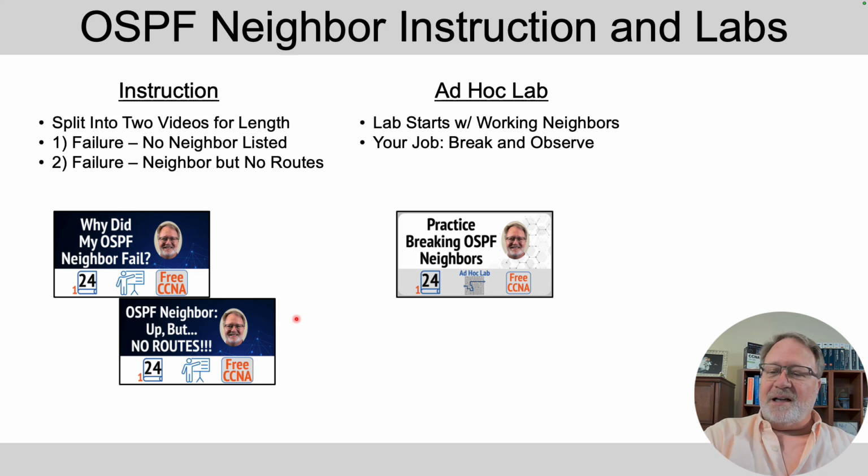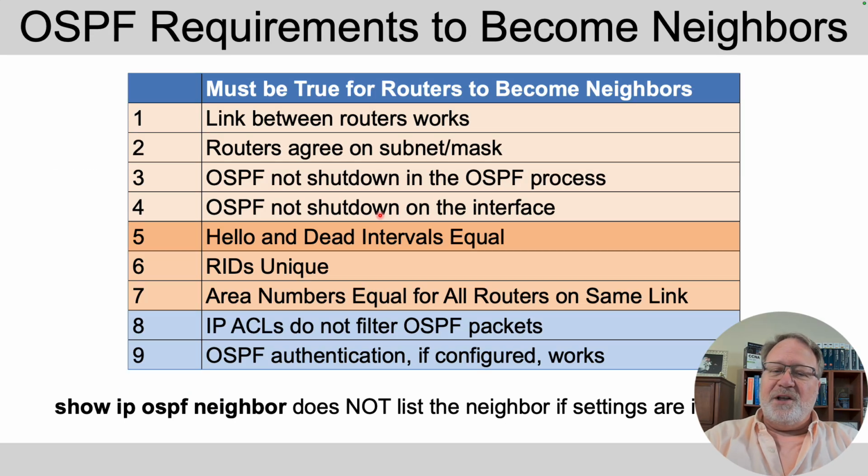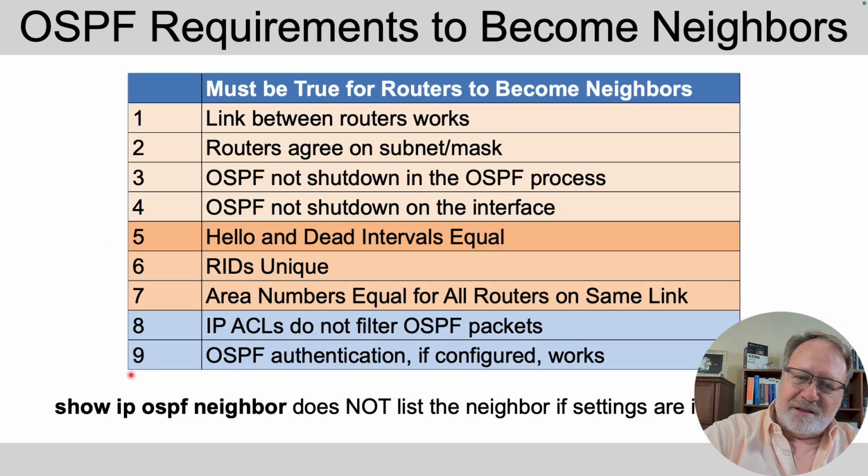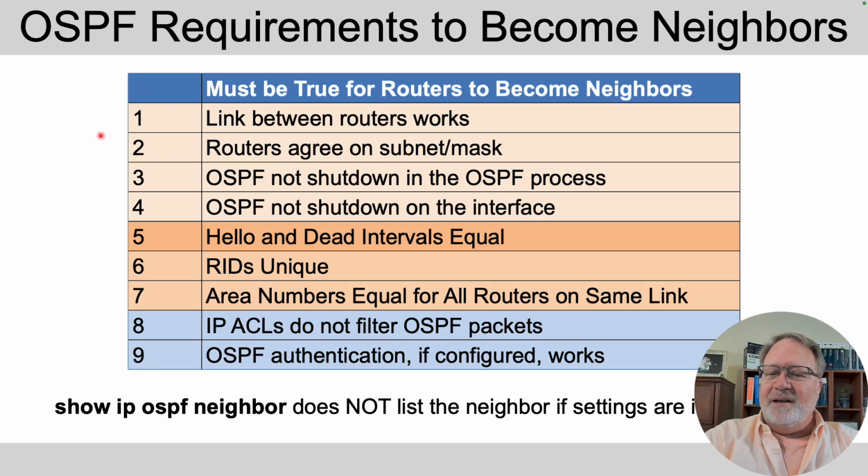Then to practice that, I've got one ad hoc lab for you that you could do after this video. Now, you may have seen all those before, but I would say for part review, you should repeat those. Those are pretty important topics. So that first video goes over these reasons. There are 9 of them listed. I'll leave them there. You can hit pause and read them if you want. And again, the show IP OSPF neighbor command does not list the neighbor if these things are issues.